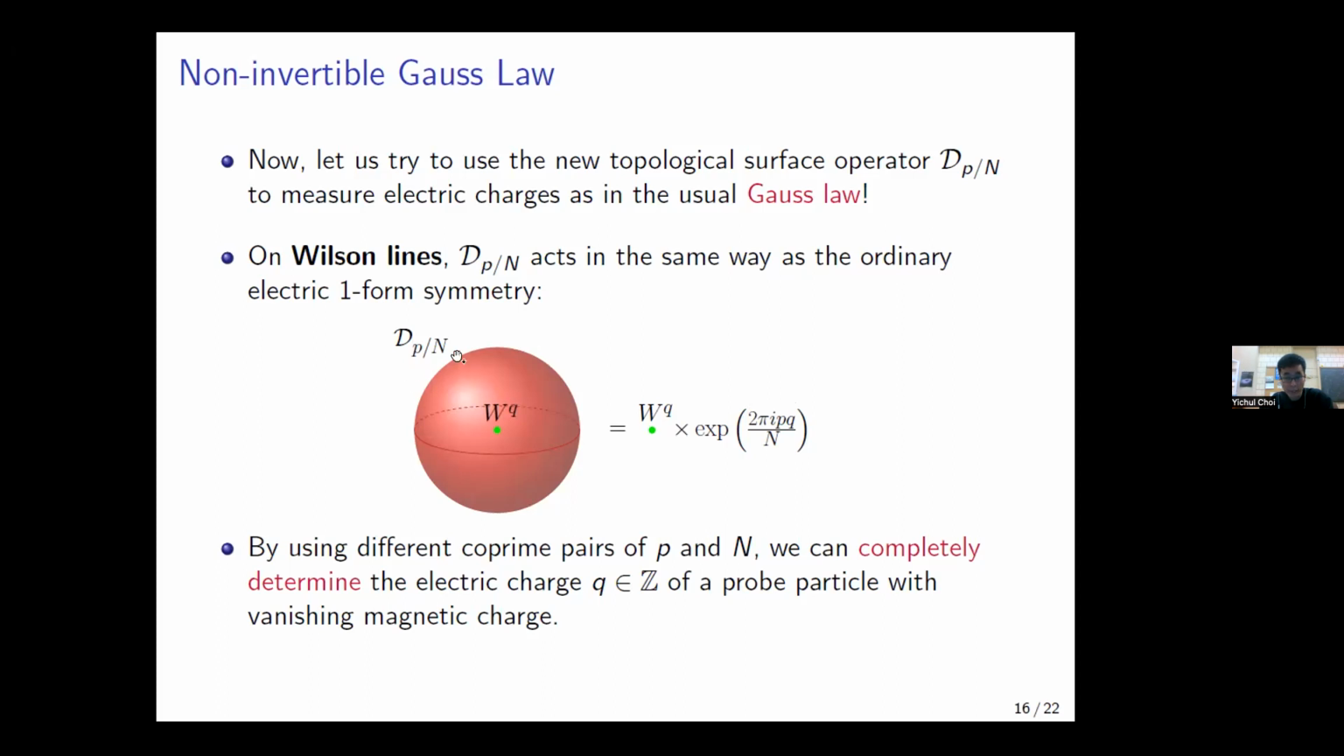To be more precise, if I do this measurement with given p and N, I can measure the value of electric charge Q modulo N. And then by doing this for different coprime pairs of p and N, I can completely fix the electric charge of the Wilson line.